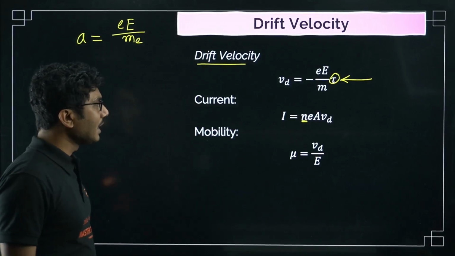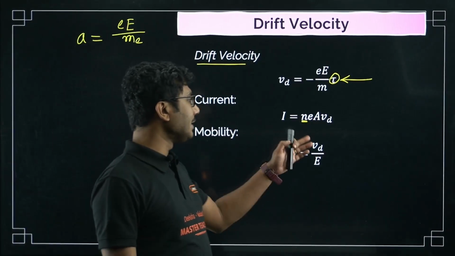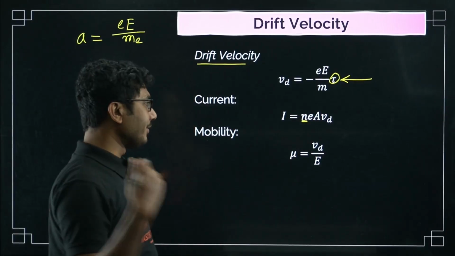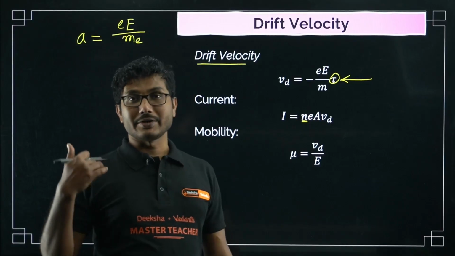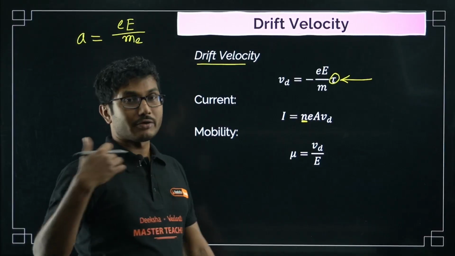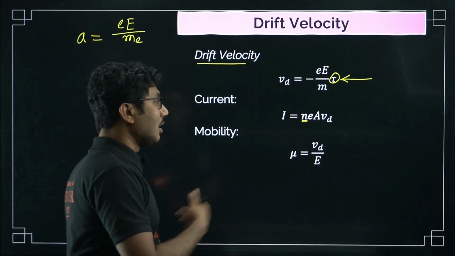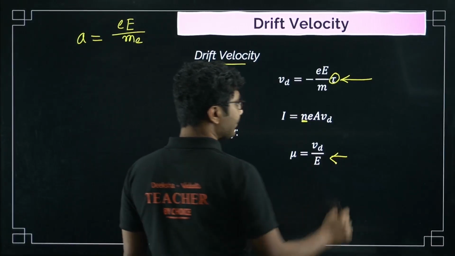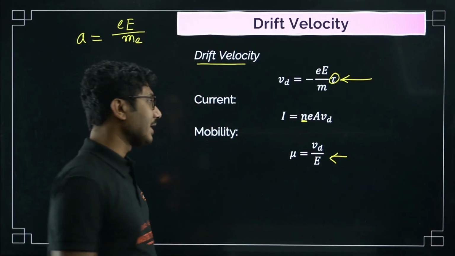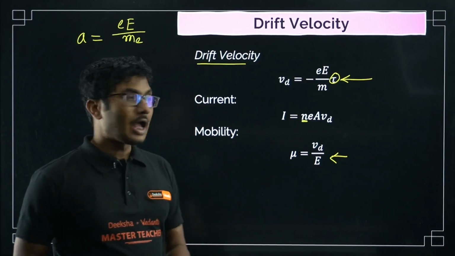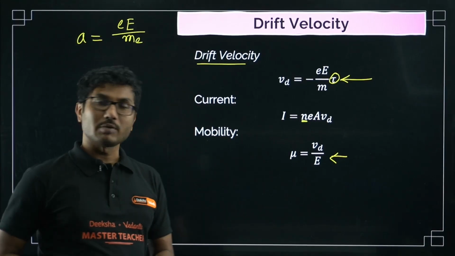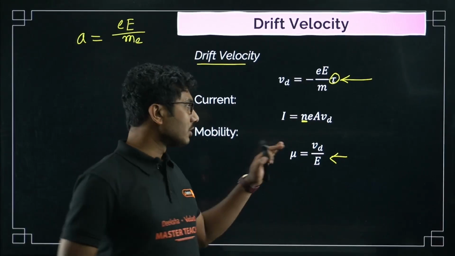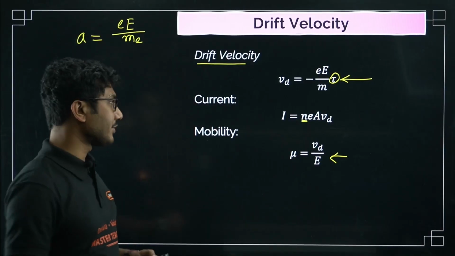Next is mobility. Mobility is defined by Vd by E, that is drift velocity per unit electric field, how quickly an electron is moving. Based on that, this is called mobility. So this is also an important equation. I have seen some objective questions where they have asked which of the following is wrong, and in this case they have used the definition of mobility. So be careful, also stay aware of this equation as well.